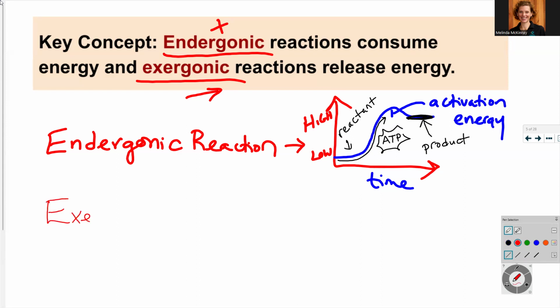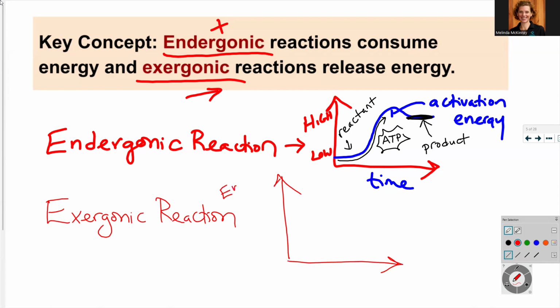So, exergonic reaction, same idea, right? Over here, you've got energy on this vertical axis, okay? So, but in this case, you're going to start with high energy molecules. You're going to end with lower energy molecules. And again, this is going to occur over time. So we're going to move from left to right.